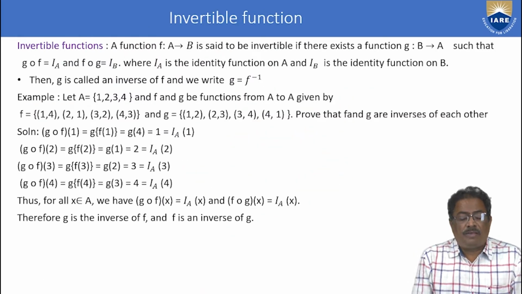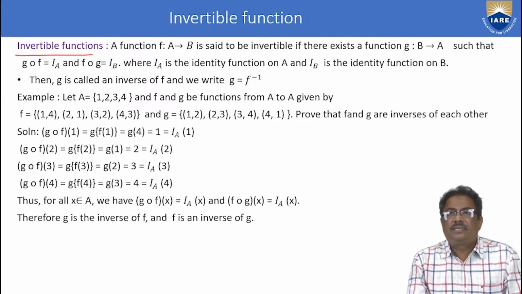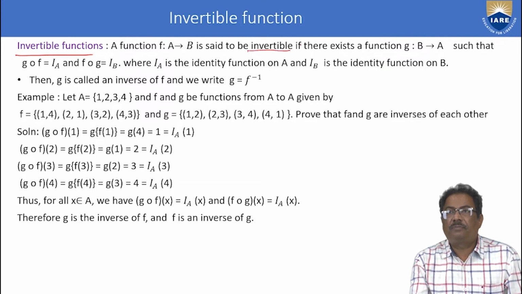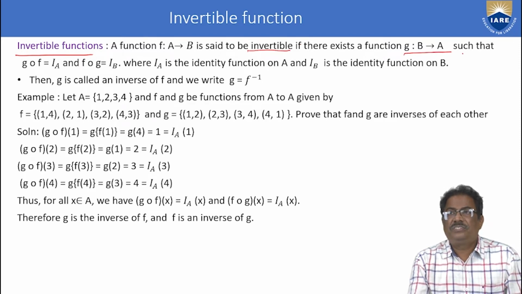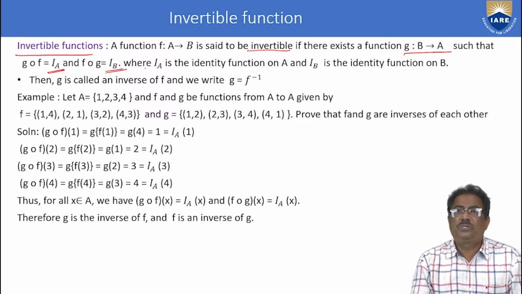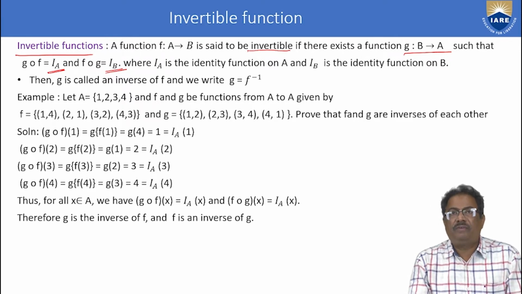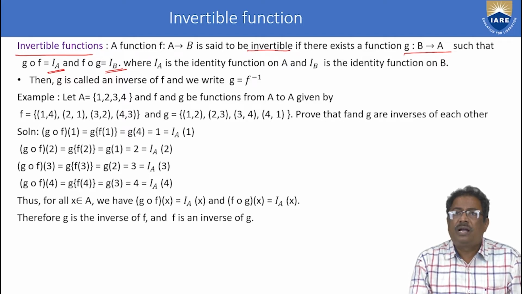And now another one is the invertible function. A function f from A to B is said to be invertible if there exists another function g from B to A such that g of f is equal to the identity function, and next f of g is equal to the identity function. That means f is said to be invertible if g of f is equal to the identity function and f of g is equal to the identity function.